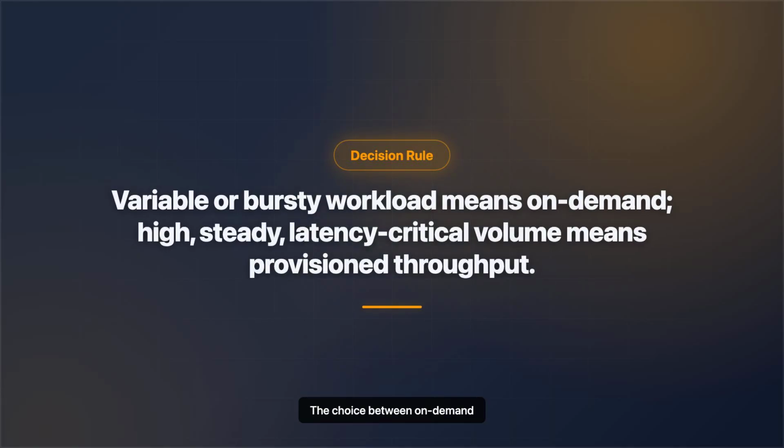The choice between on-demand and provisioned throughput flows directly from your workload's traffic pattern. Variable or bursty traffic: on-demand scales to 0 and keeps costs low. You pay only for what you use. High, steady, latency critical volume: provisioned throughput guarantees capacity and cuts the per token rate. The traffic pattern is the decision. Everything else follows from that.